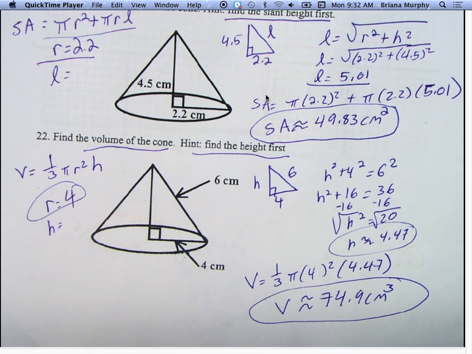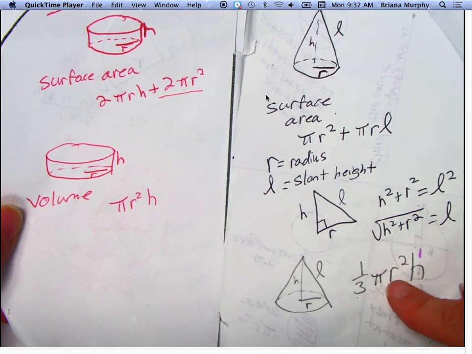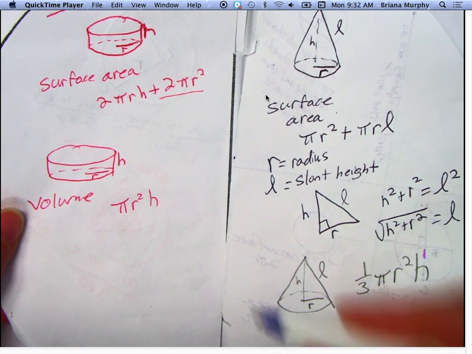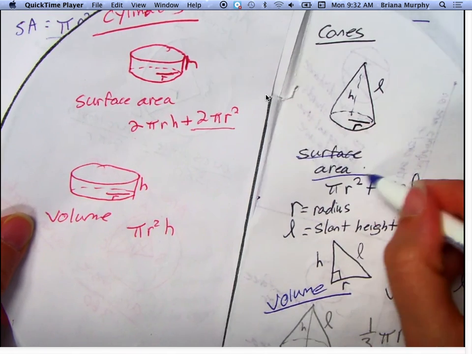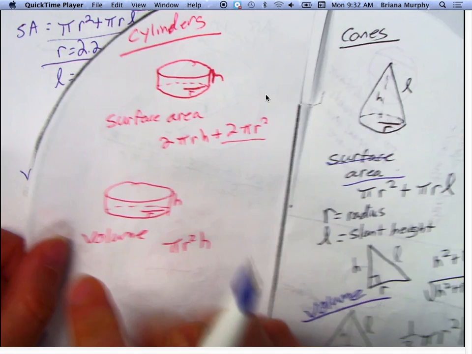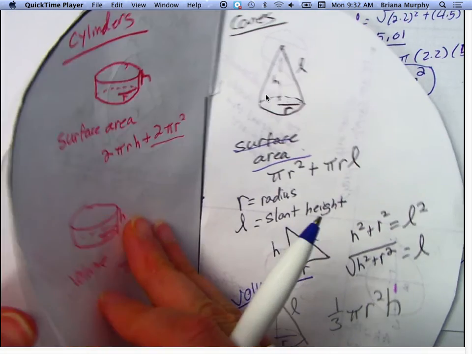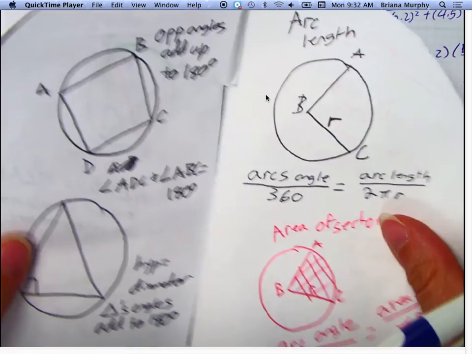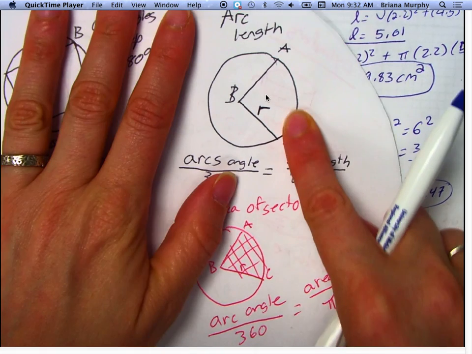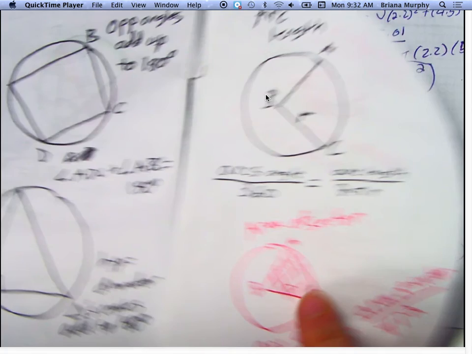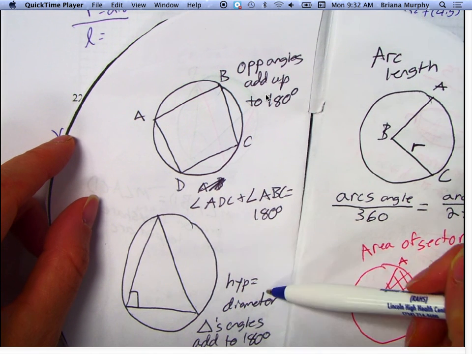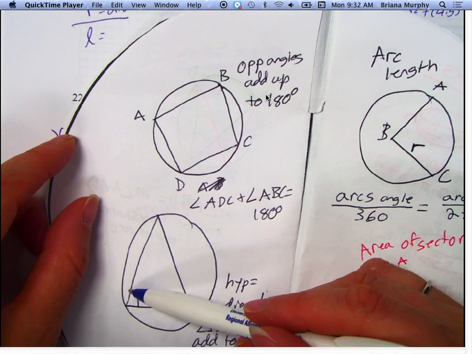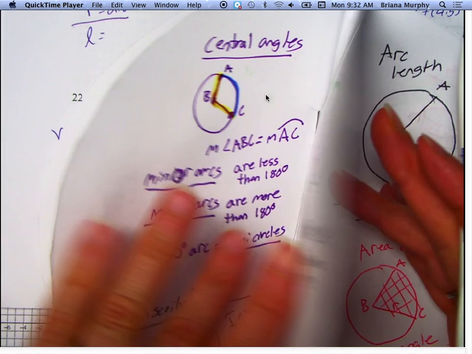Okay, I got all of these equations from my circle book. If you look, I've got cones, volume, and surface area. Volume and surface area of cylinders. If you look, I've got area and arc length of sectors. I've got that opposite angles add up to 180. I've got that in triangles, the diameter is also the hypotenuse if it's a right triangle.